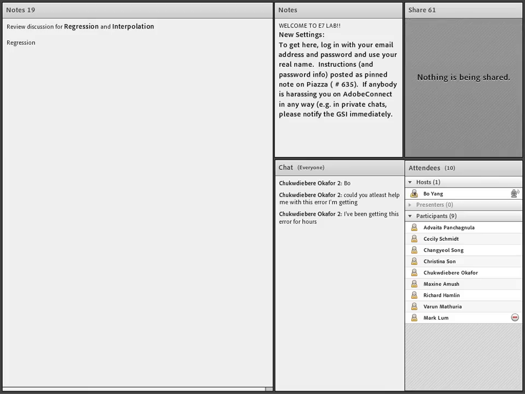The review discussion for regression and interpolation. First, let's compare these two methods. Both of them are to find a function y equals f(x) that approximates training data (xi, yi), i from 1 to m. Function f could be used to predict y when given an arbitrary x.